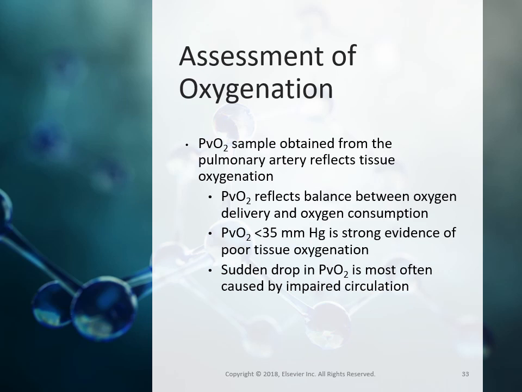The mixed venous oxygen sample obtained from a pulmonary artery reflects the tissue oxygenation. Mixed venous oxygenation reflects the balance between oxygen delivery and oxygen consumption. When the PVO2, or mixed venous oxygen, is less than 35 millimeters of mercury, there is strong evidence that there is poor tissue oxygenation. A sudden drop in PVO2 is most often caused by impaired circulation.